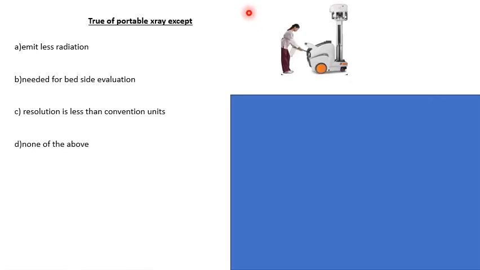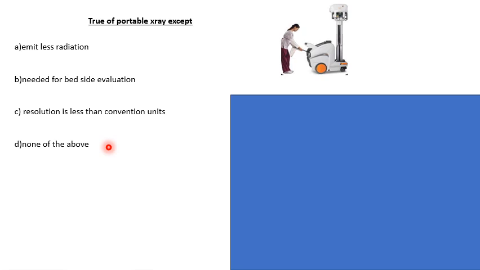So what about portable x-rays? Sometimes you will be calling portable x-rays to the room when the patients are very sick, like in the ICU or in the emergency departments or in the trauma care units or sometimes even in the post-operative wards. Now, do these machines emit less radiation? They are definitely needed for bedside evaluation. You cannot be sending sick patients down. Resolution is less than conventional units, and none of the above.